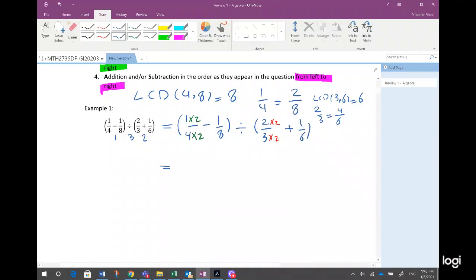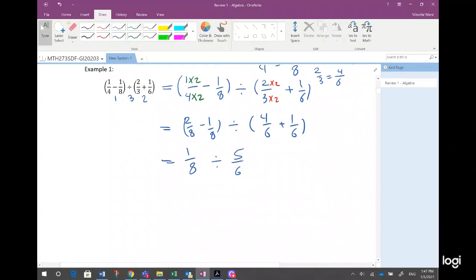Perfect. Equal. So that's 2 over 8 minus 1 over 8 divided by 4 over 6 plus 1 over 6, which is 1 over 8 divided by 5 over 6. Then I have to do division. So division: 1 over 8 multiplied by 6 over 5. And why? Because I have division, I have to change division to multiplication, and I have to just flip it.